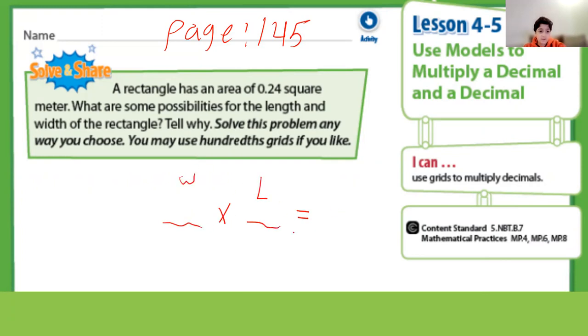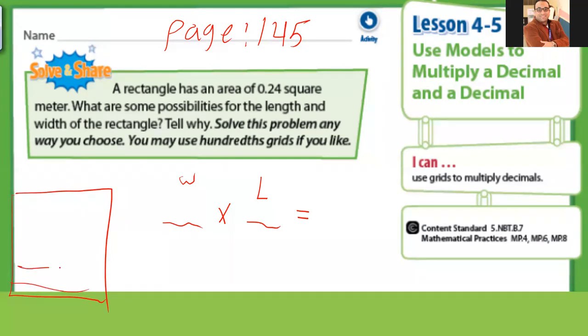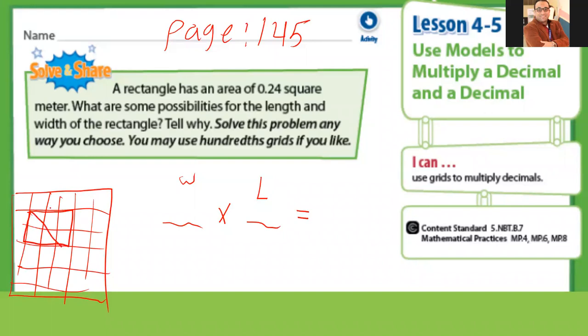Solve this problem any way you choose. You may use hundred grids if you like. If we give, for example, a 100 grid like that, and he shaded a 24 area for a rectangle like this one, he told me this rectangle's area totally equals 0.24 square meters.